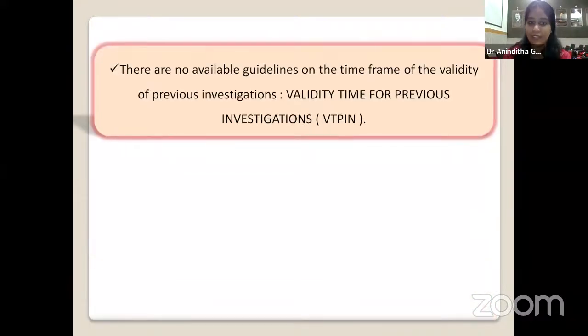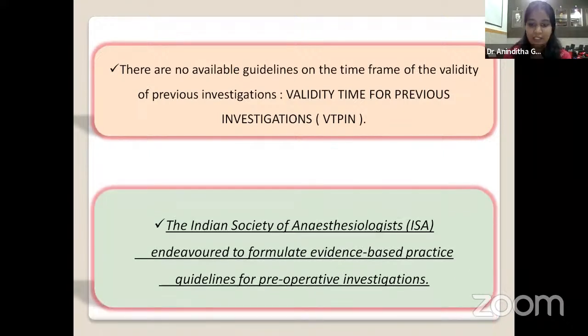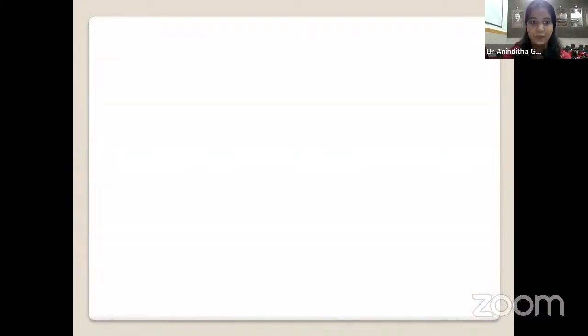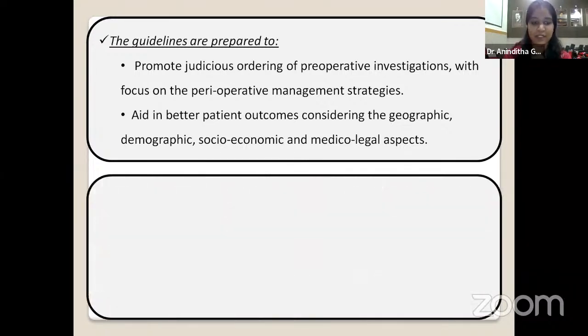There are no available guidelines on the time frame of the validity of previous investigations, known as validity time for previous investigations. So the Indian Society of Anesthesiologists decided to formulate evidence-based practice guidelines for preoperative investigation. Guidelines are prepared to promote judicious ordering of preoperative investigations with focus on perioperative management strategies, aiding better patient outcomes considering geographic, demographic, socioeconomic, and medico-legal aspects.